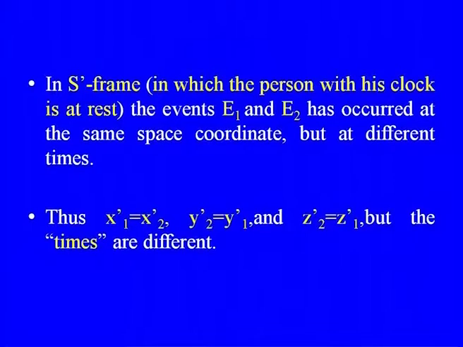And just to keep the mathematics a little bit simpler, we also take the motion in the common x and x prime direction, so that the y primes are also y's and z's are also the same here. In terms of coordinates, in the S prime frame, we have x1 prime equal to x2 prime, y2 prime equal to y1 prime, and z1 prime equal to z2 prime. That's it. But the times are different.